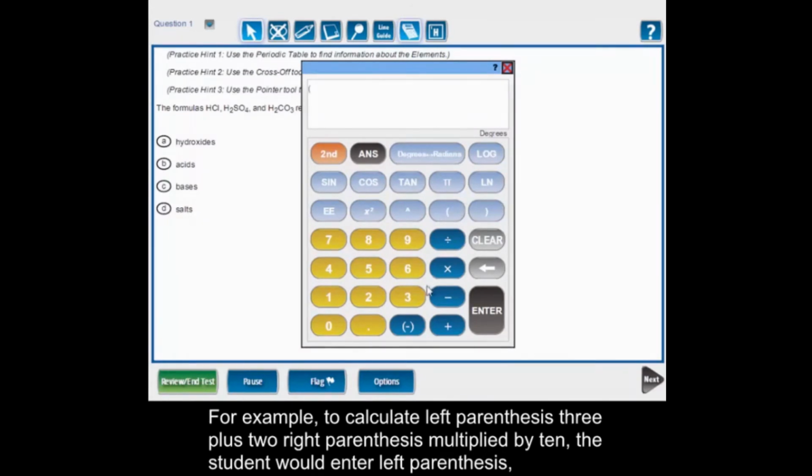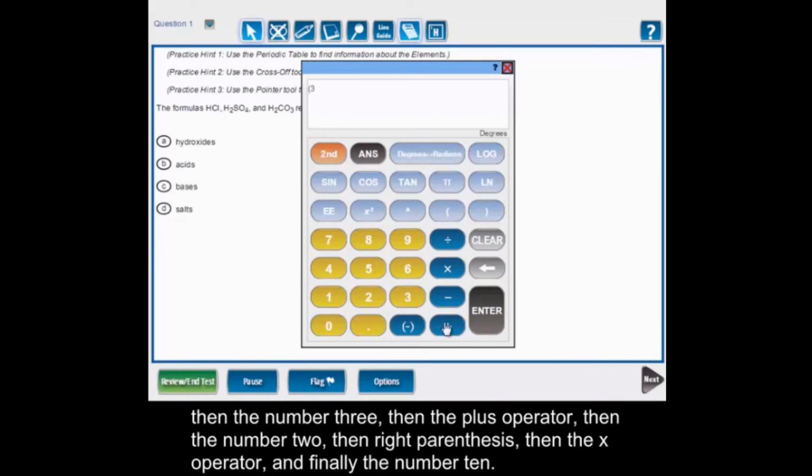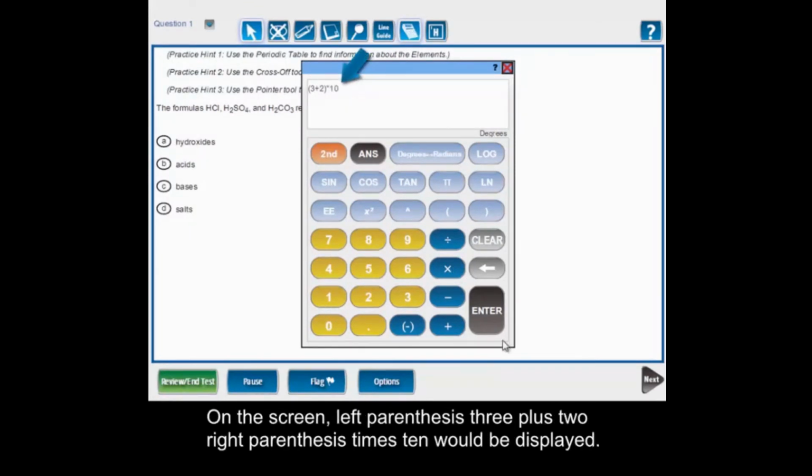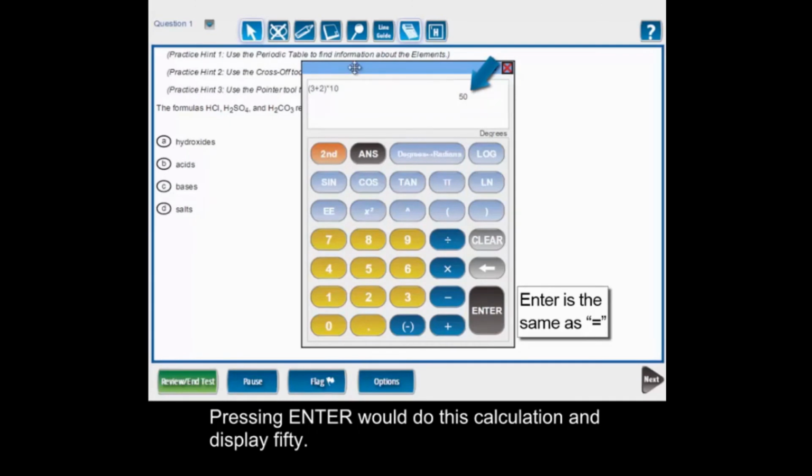The student would enter left parenthesis, then the number 3, then the plus operator, then the number 2, then right parenthesis, then the x operator, and finally the number 10. On the screen, left parenthesis, 3 plus 2, right parenthesis, times 10 would be displayed. Pressing enter would do this calculation and display 50.